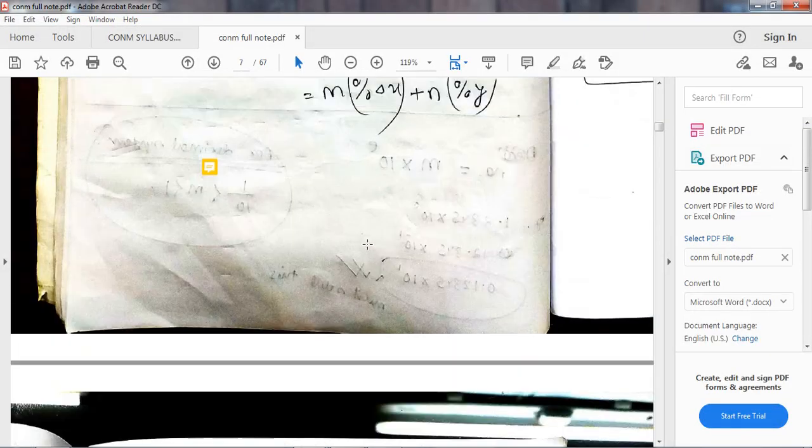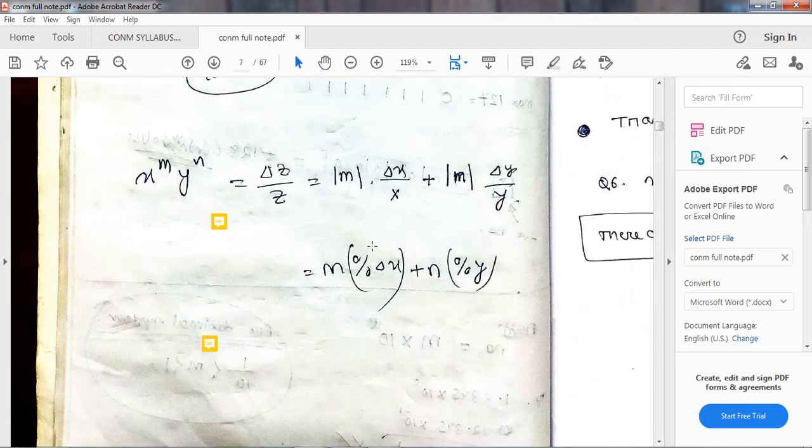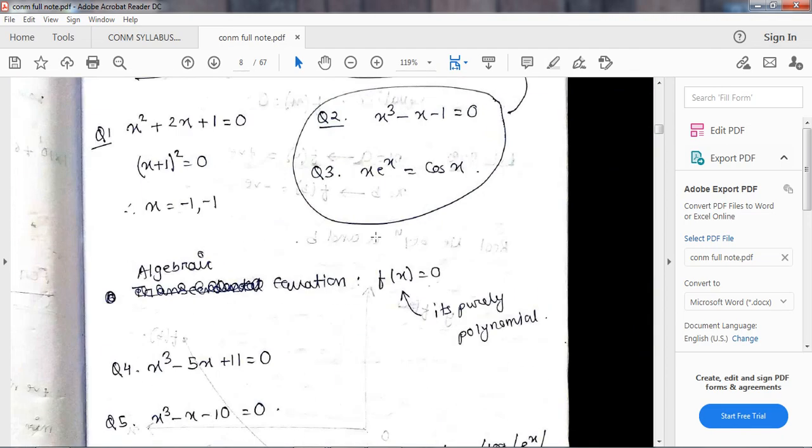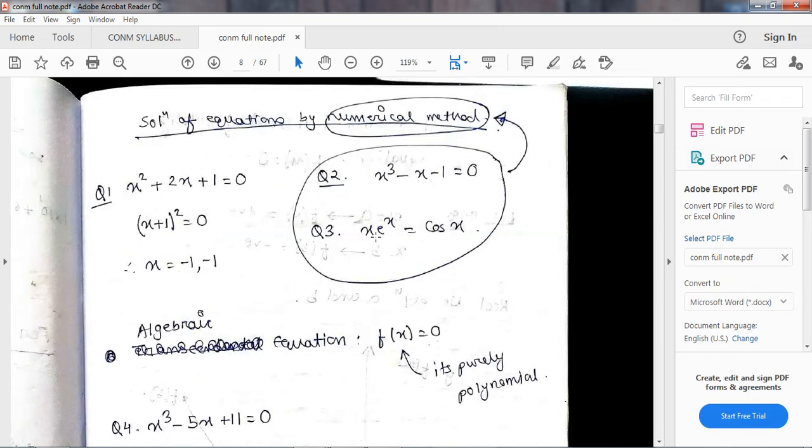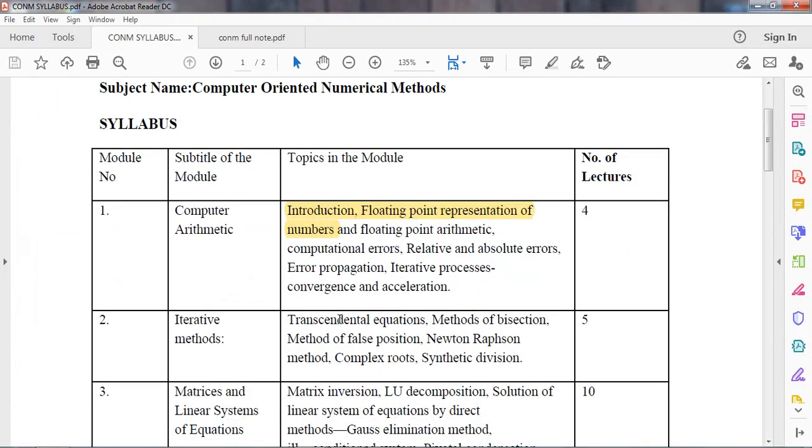So for today, up to this much. In the next class, we will move on with the first real chapter, which is how to solve numericals and transcendental equations, and the method of bisection, how we're going to use it. So that's for the next chapter.